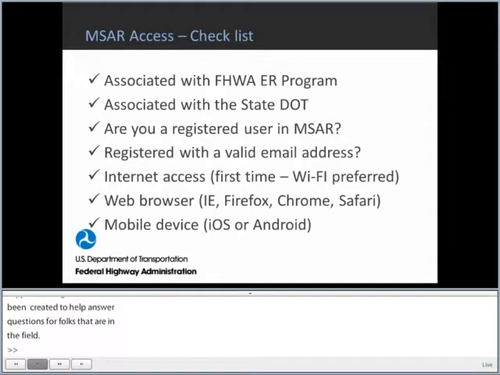In order to get access to MSAR, you will need to have a few things happen. First, you need to be associated with the Federal Highway Administration ER program or with a state DOT. Then you must be a registered user in MSAR, and we must have a valid email address within your user profile in MSAR. Once all those things are done, you will need internet access, especially the first time.